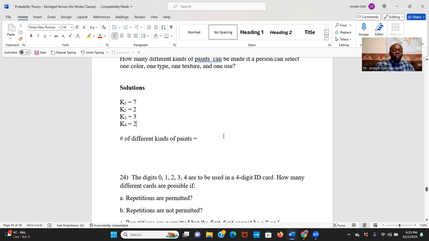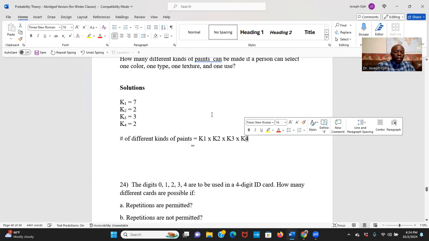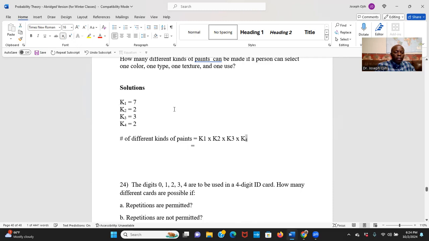So the number of different kinds of paints now becomes K1 times K2 times K3 times K4. And that will give us the number of different kinds of paint that is possible. So we can make the adjustments here. So this has K sub 3, K sub 2, K sub 1, and so on and so forth.